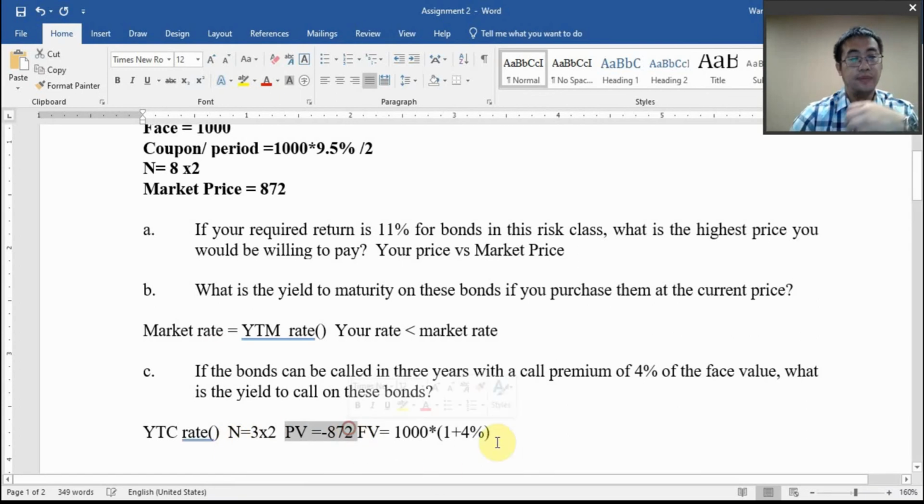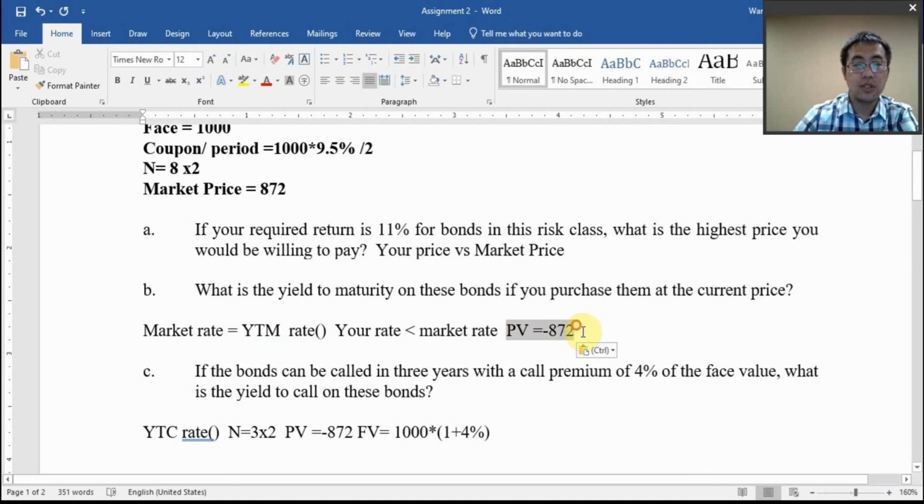Just to note the important parts. For question B and question C, your present value should be the current market price. And for question A, you are solving for your own price. All right. You see the difference? Your price against the market price, your rate against the market rate.